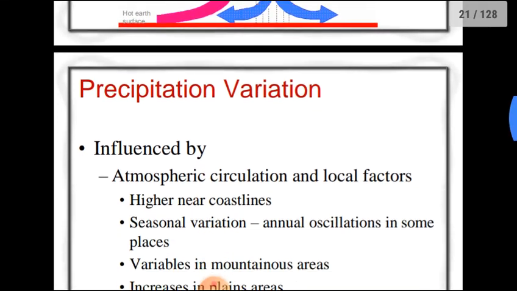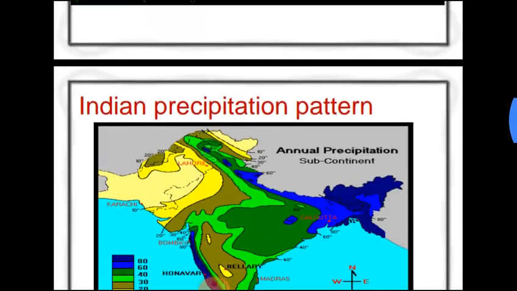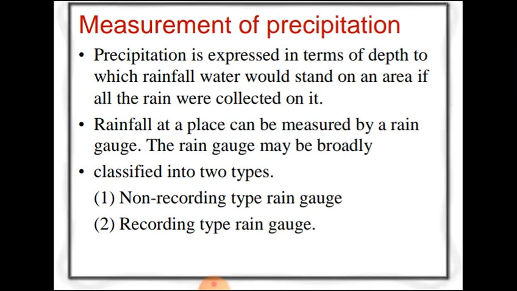Therefore, the next topic is measurement of precipitation. Basically, there are two types of rain gauges. One is the non-recording type rain gauge, and another is the recording type rain gauge. Non-recording type means we go manually, once in a day, and see with the instrument how much rain has collected. With recording type rain gauges, we have a continuous recording of rain as it falls.